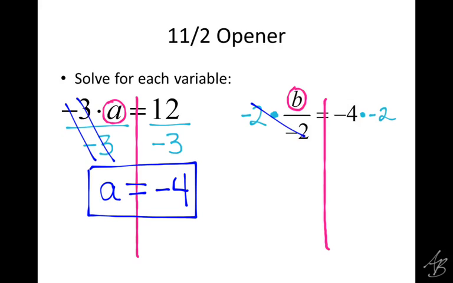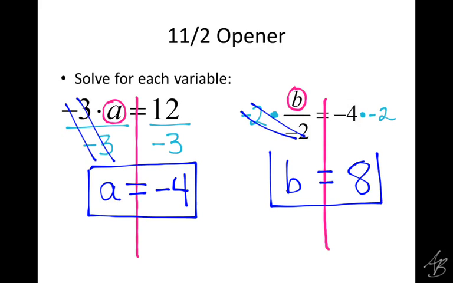So on the left side, those -2's cancel, and what does that leave? B, all by itself. Equal sign goes on the line. And on the right side, we have -4 times -2 is positive or negative? Positive. A negative times a negative is positive, so we get positive 8.